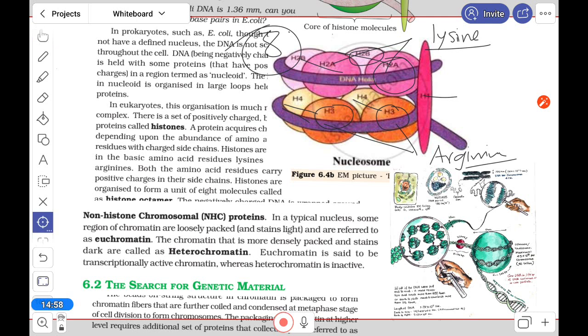About non-histone proteins, just know that in chromatin, the proteins which remain after the histones are known as non-histone proteins. Scaffold protein, DNA polymerase, heterochromatin, that kind of protein is there. Okay, so that is about the structure and packaging of the DNA in short. Next we will start the search for the genetic material. Okay, thank you.